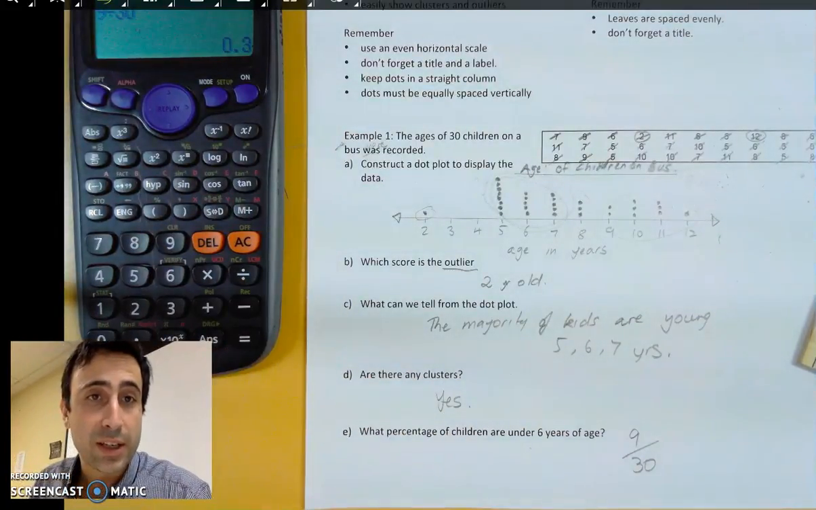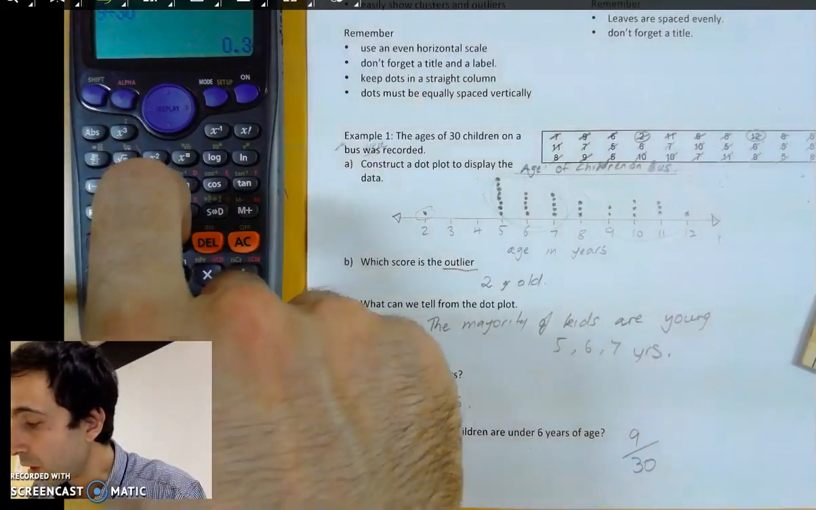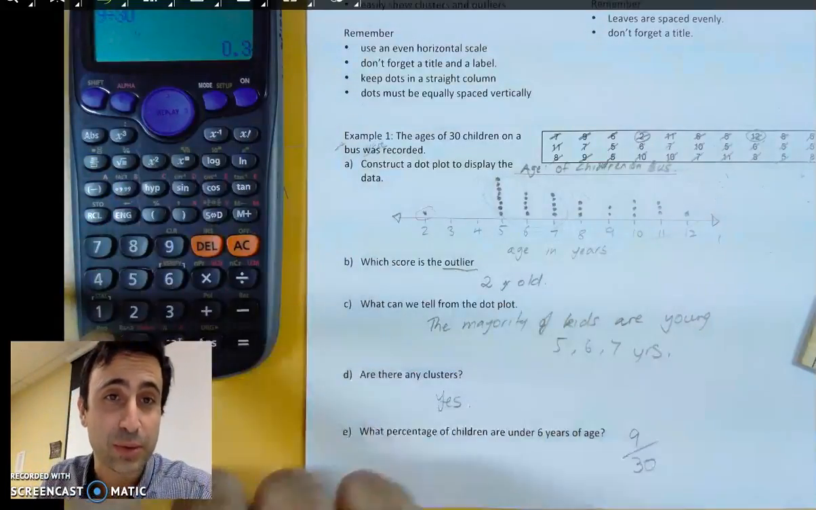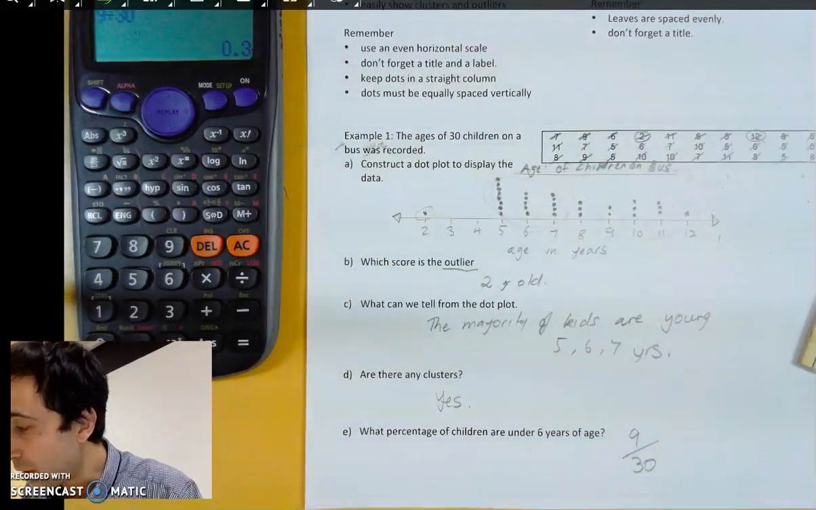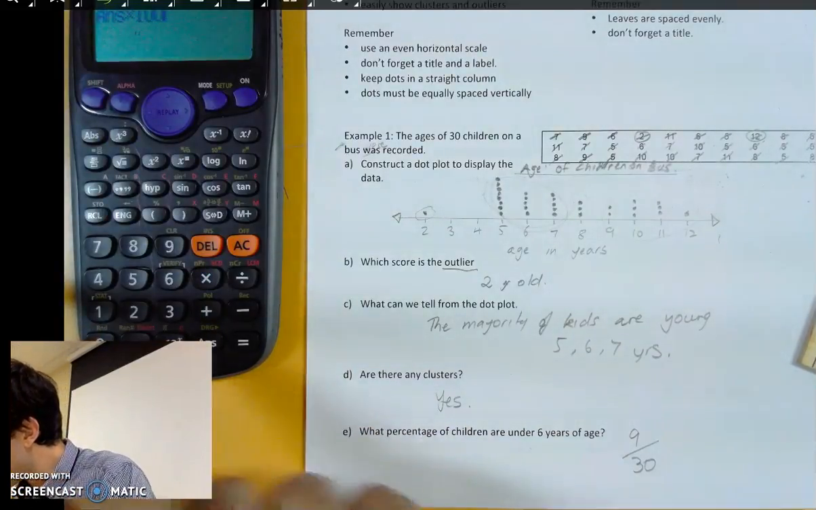And remember, each decimal can be turned into a fraction, and each decimal can be turned into a percentage. We just times it by 100. And so we see that's 30%.